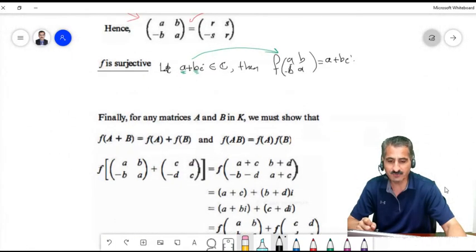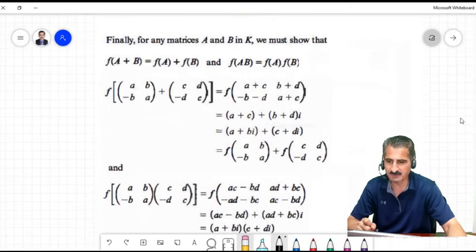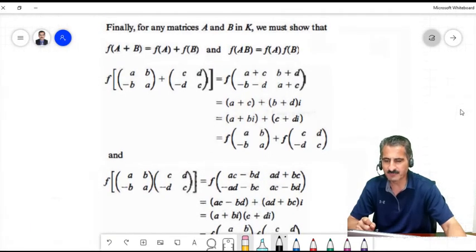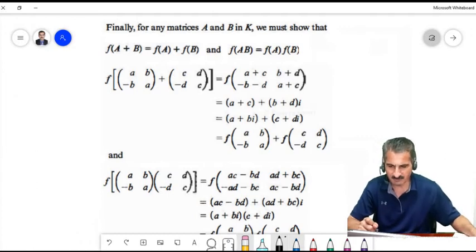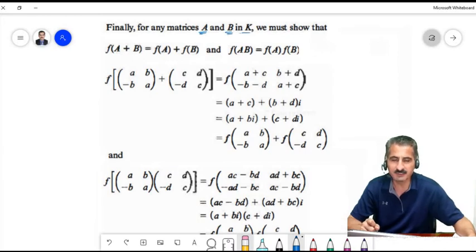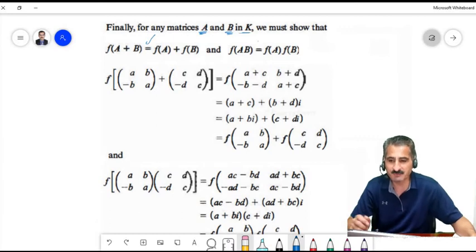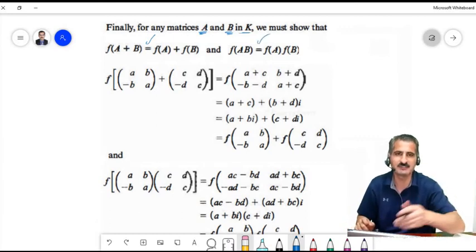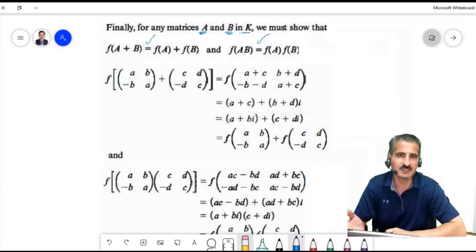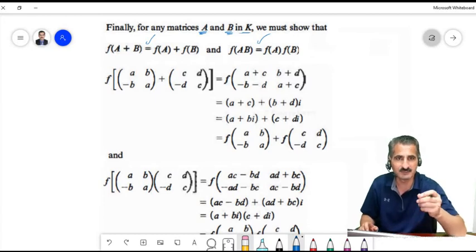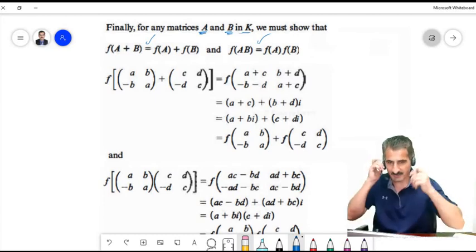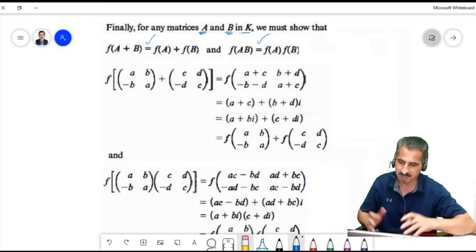Now to show F enjoys the two properties, preserving addition and multiplication. Capital A and capital B are in K, matrices. We want to show F of their addition is the addition of their images, and the image of their multiplication is the multiplication of their images. This is a good sentence to say. The image of the addition of two elements is the addition of their images, and the image of a multiplication of two elements is equal to the multiplication of their images. The image of multiplication equals multiplication of images.